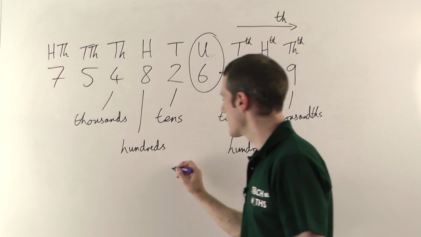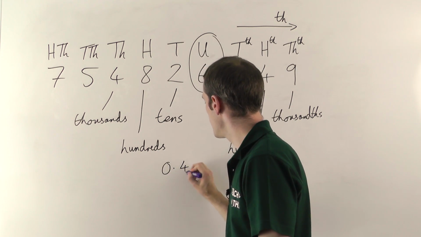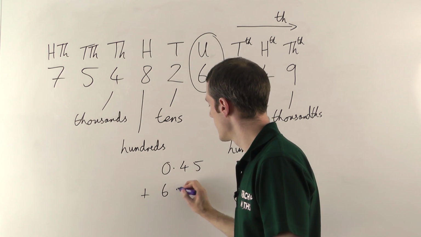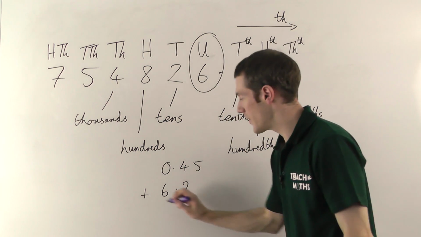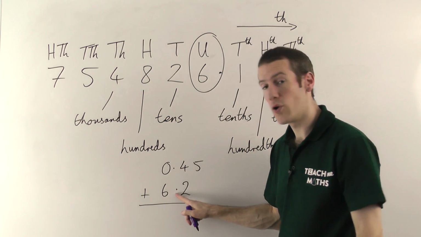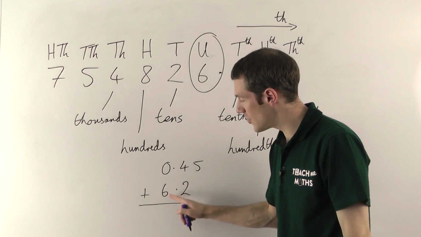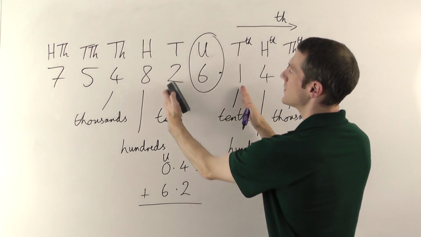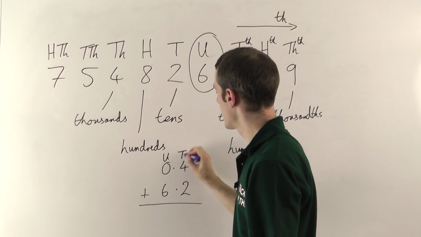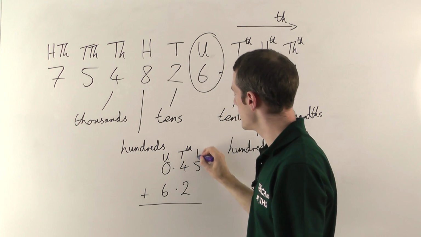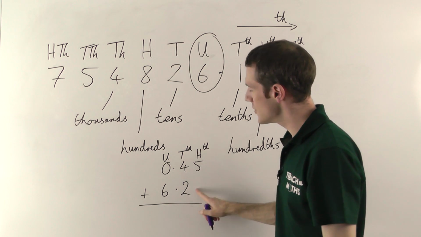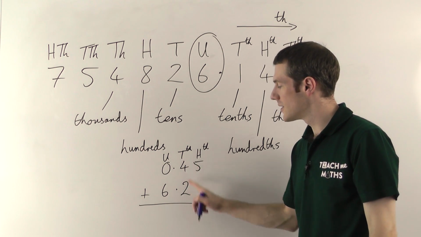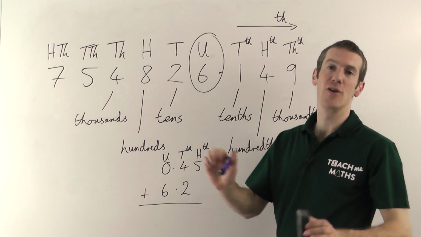So if you had a number like 0.45 and you were adding that to 6.2, you could line them up that way. So the decimal point will always sit underneath. The units column was there. This is the tenths column, pairs with the tens there. And then this one would be the hundredths column. There's nothing after the 2, which means you've got no hundredths. So you just add them in columns, and as long as you match them up, it'll all work out fine.